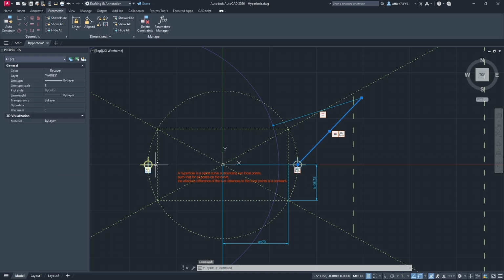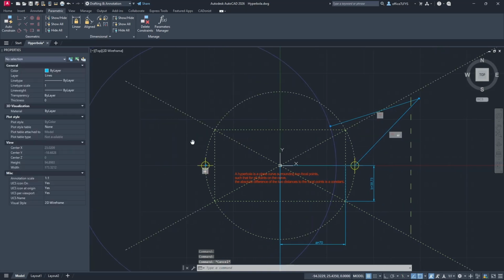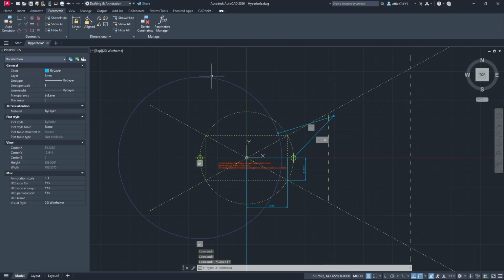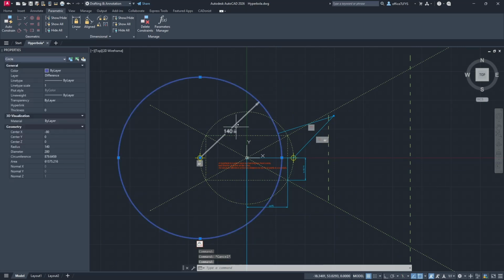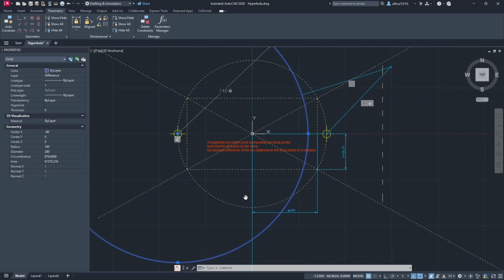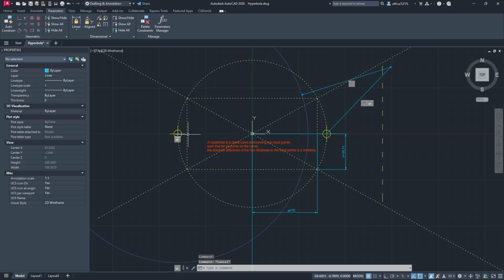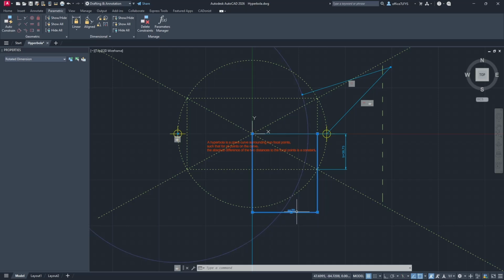First, we place the two foci. Then, from one focus we draw a circle, in this case with radius 140 millimeters. This represents the larger axis. Just as with the ellipse, the hyperbola also has a major axis. Here the value of semi-axis A is dimensioned as 70.